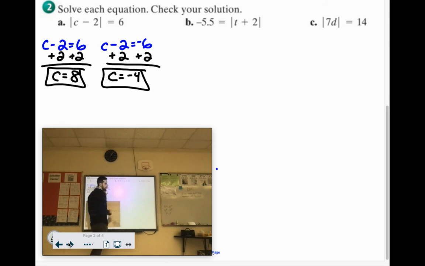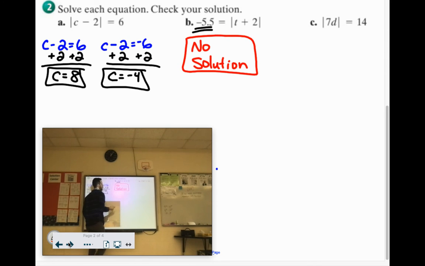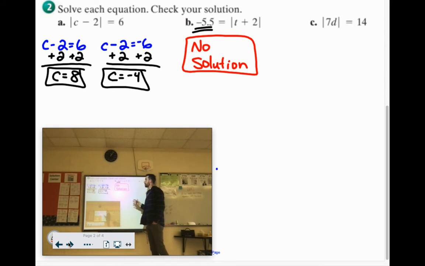Here we go. We've isolated, so set up two equations. Oh, can absolute value ever equal a negative number? Oh, not gonna fool me, Mr. Plant. No. No solution. Now, if you were to solve that, and you solved t plus 2 equals negative 5.5 and t plus 2 equals positive 5.5, you'd come up with answers where when you substitute them back into the original, neither one of them works. So if you can get it down to the absolute values and it equals a negative number, no solution.